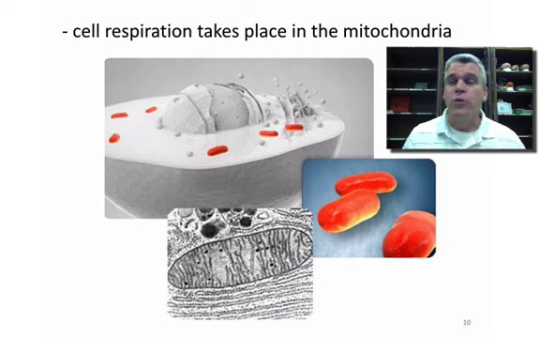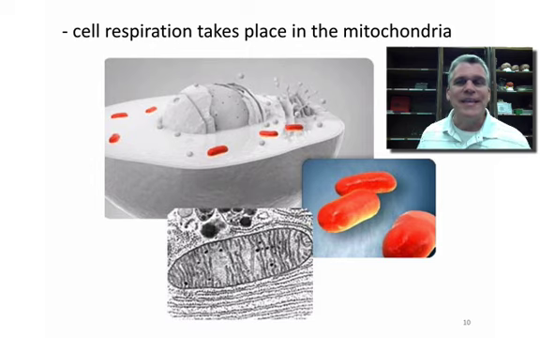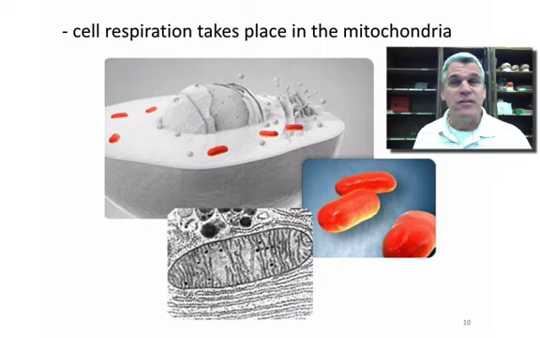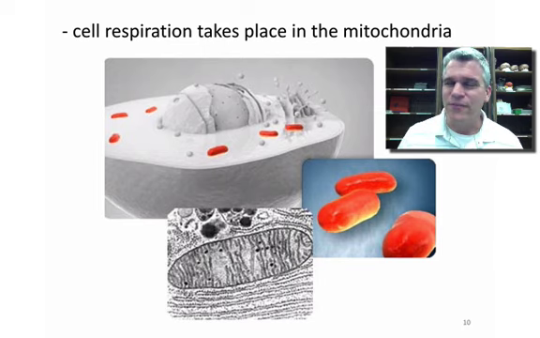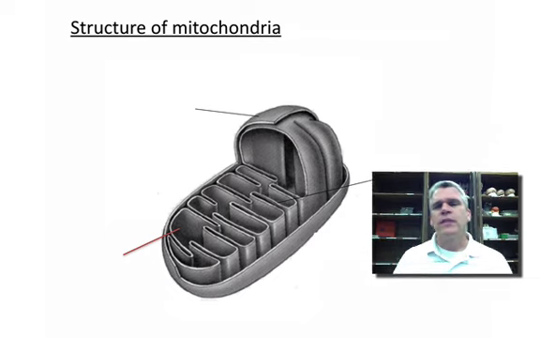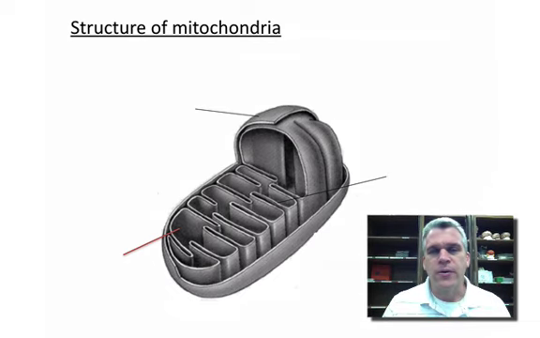Cells are loaded with mitochondria, especially if they need a lot of energy. One interesting thing about mitochondria is that if we need more energy, like say in our muscle cells, we start to run and we start to exercise, and the energy demand is greater, we will make more mitochondria so that we have more energy available to us. Kind of fascinating, really. Well, let's real quick take a look at the structure of the mitochondria.